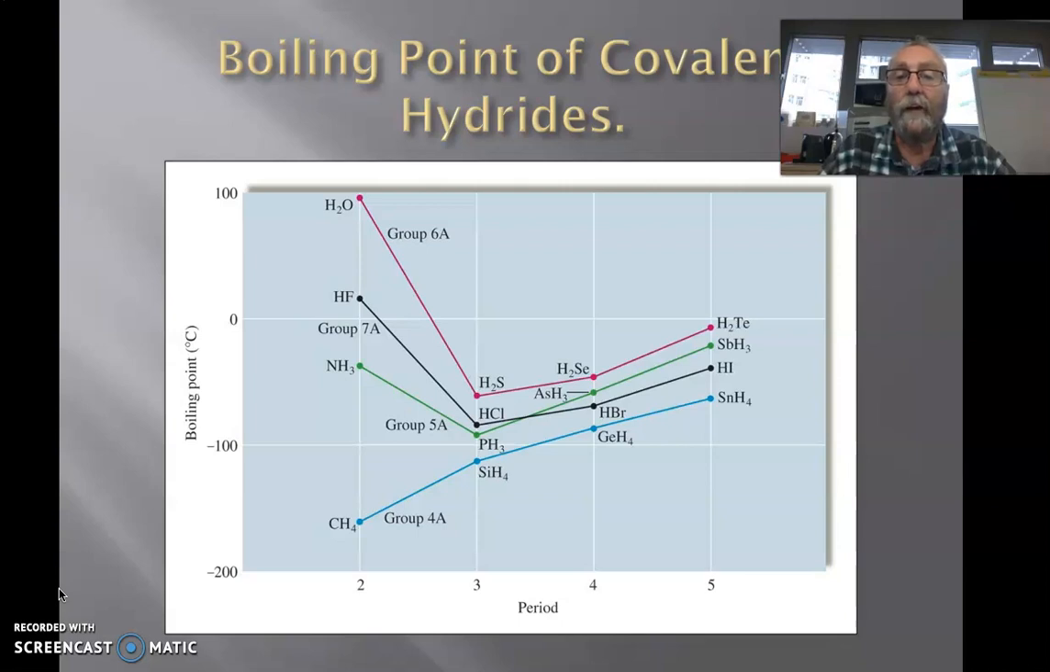PH3, AsH3, SbH3, slowly increasing, but a huge jump from phosphorus up to nitrogen. So those 3 molecules, oxygen, fluorine, and nitrogen, have this special type of bonding, which we call hydrogen bonding. So notice it doesn't happen in carbon.